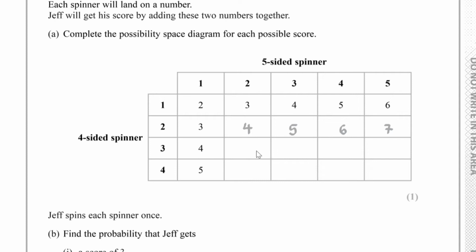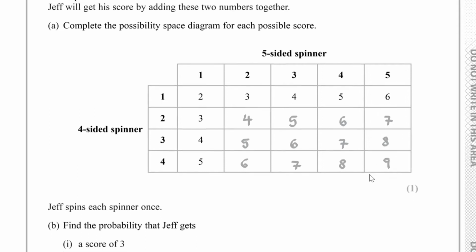3 plus 1 is 4. 3 plus 2 is 5. 3 plus 3 is 6. 3 plus 4 is 7. 3 plus 5 is 8. 4 plus 1 is 5. 4 plus 2 is 6. 4 plus 3 is 7. 4 plus 4 is 8. 4 plus 5 is 9. Here is the completed sample space.